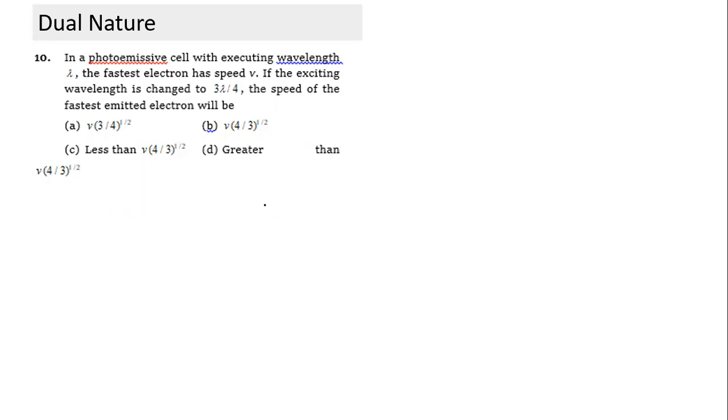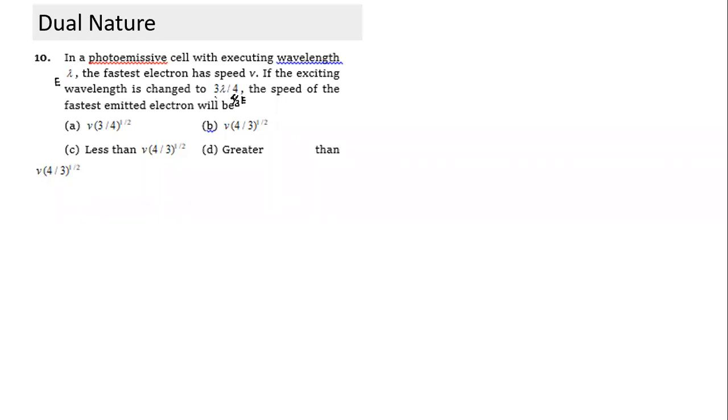This question also, I think, is fairly straightforward. We can form two equations. One equation is related to the wavelength lambda. When we reduce the wavelength to 3/4, the energy will change by 4/3. Energy will increase, inversely proportional. So if this was E, it will become 4/3 E. When the energy of the photon is increasing, the maximum kinetic energy will increase, and the speed of the electron also will increase.